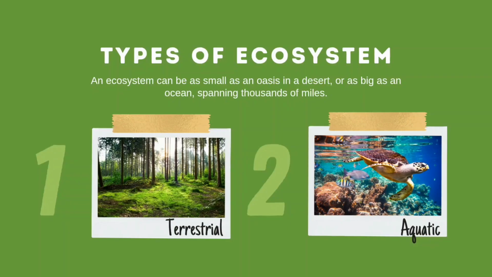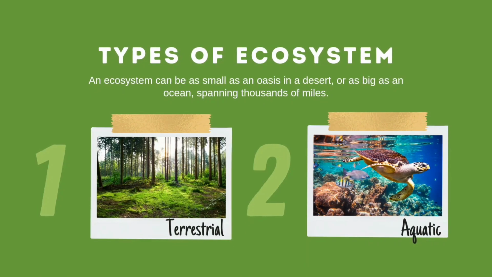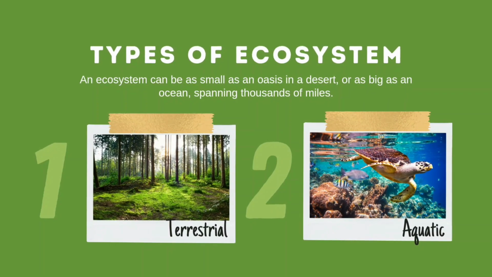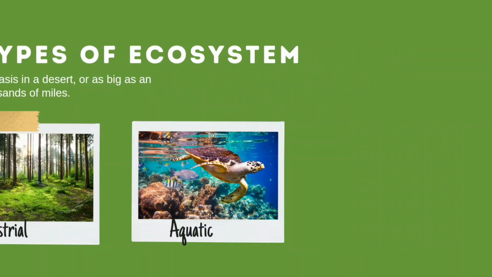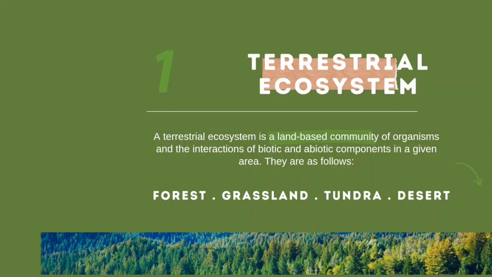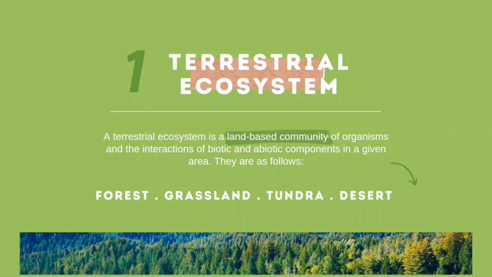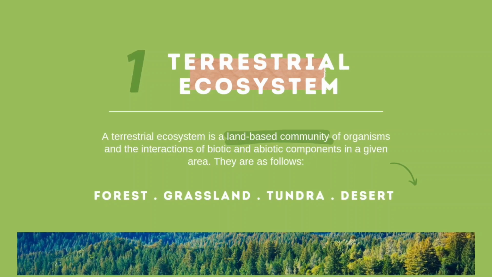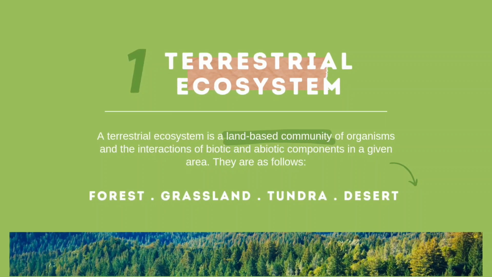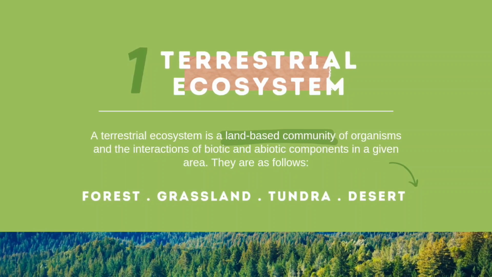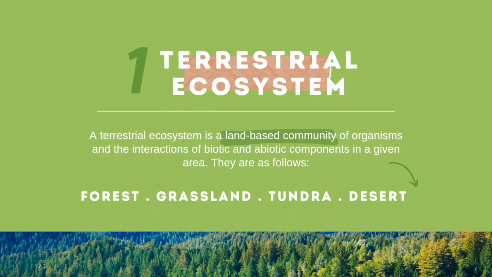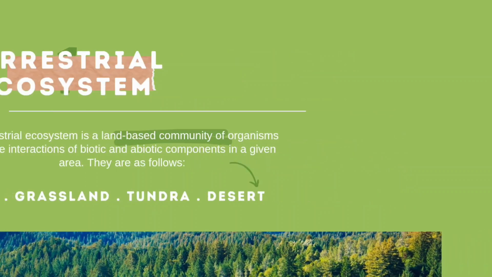Types of ecosystem: terrestrial, aquatic. An ecosystem can be as small as an oasis in a desert or as big as an ocean spanning thousands of miles. A terrestrial ecosystem is a land-based community of organisms and the interactions of biotic and abiotic components in a given area. They are as follows: forest, grassland, tundra, desert.